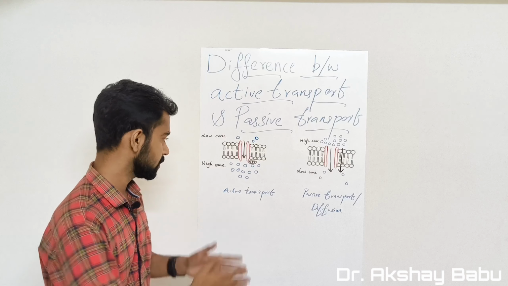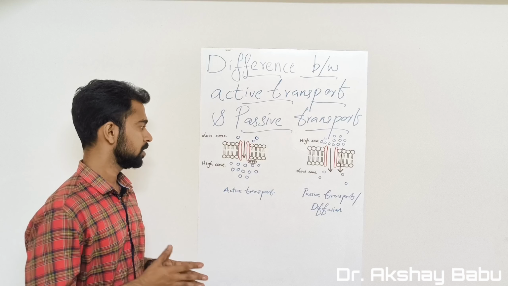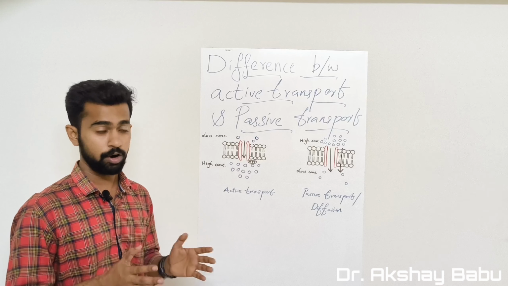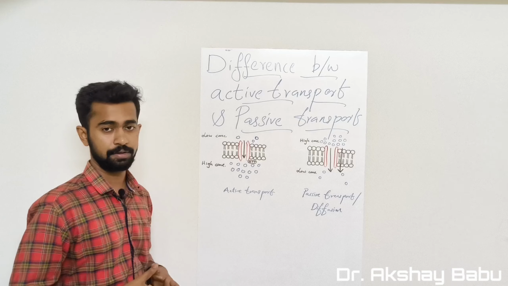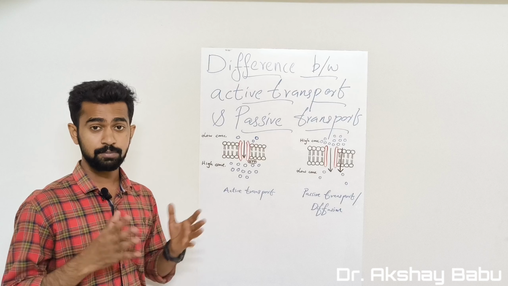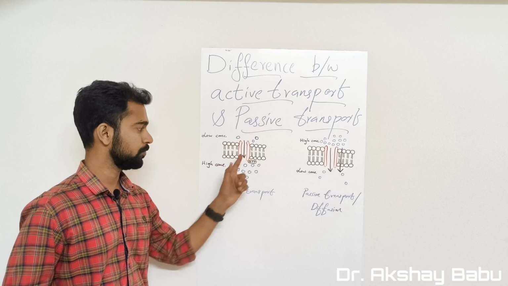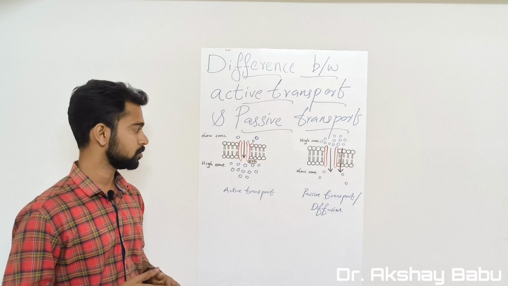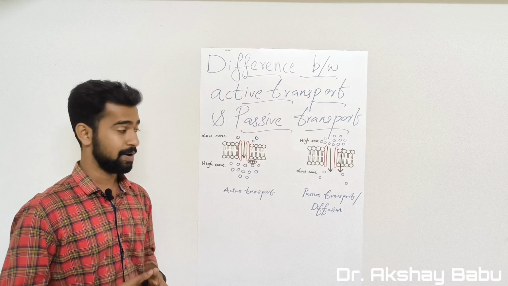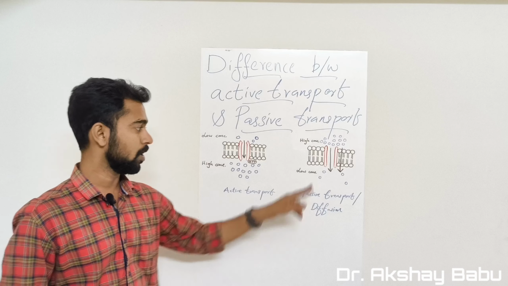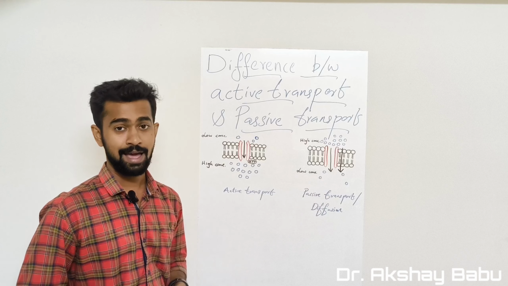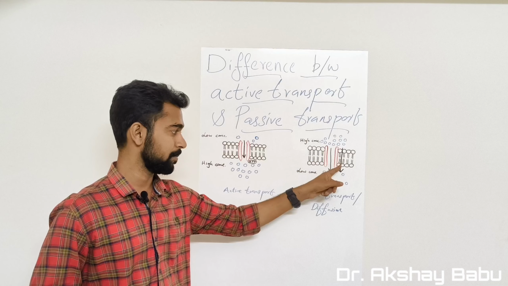So coming to active transport, here the movement of substances through this lipid bilayer membrane occurs with the help of a carrier protein. You can see this is a carrier protein. And you can spot one more difference between these two figures. Here I have drawn only one arrow, through this carrier protein, whereas in this figure I have drawn two arrows. One is through this carrier protein and another one is through this lipid bilayer membrane.